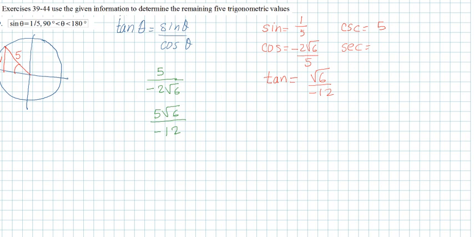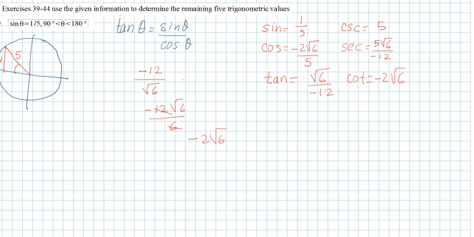My secant would be 5 square root of 6 over negative 12. And let's do our cotangent. Same thing, we flip. So put the negative 12 at the top, negative square root of 6 at the bottom. So now I have negative 12 over square root of 6. 12 divided by 6 equals 2. So the cotangent is actually negative 2 square root of 6. And so here are all my functions.